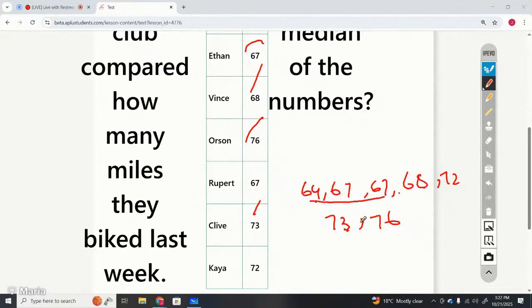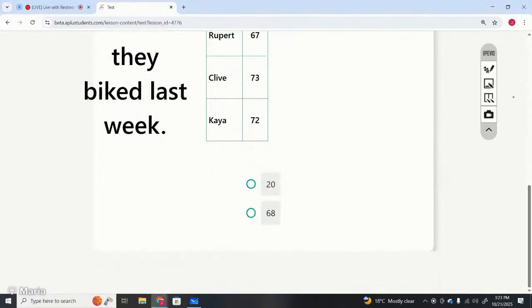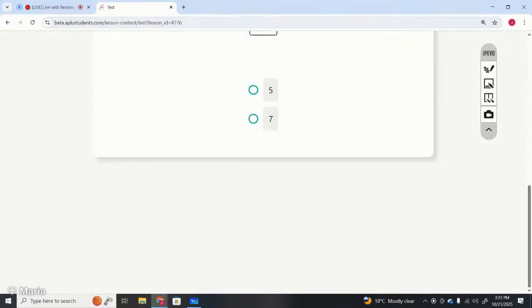So you have seven numbers, right? Divide them into 3, 3, and the middle one is 68. So 68 is the median, right? You can see before the 68, you have all the numbers that are less than 68, and after the 68, you have all the numbers that are greater than 68. Got it? So the correct option is 68. Option 2 is the correct option.